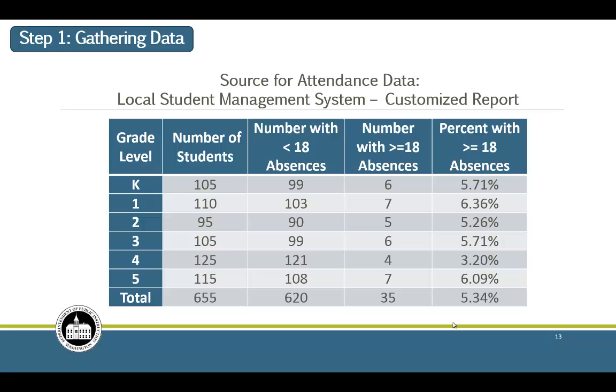We used 18 absences for goal setting since that equates to 10% of the school year, and that's how OSPI defines chronic absenteeism. We created the table shown on this slide to consolidate our data for ease of analysis and to facilitate our analysis process.